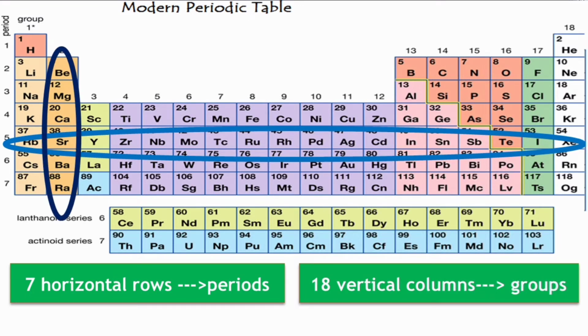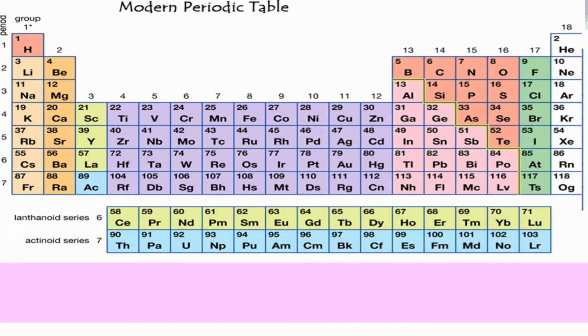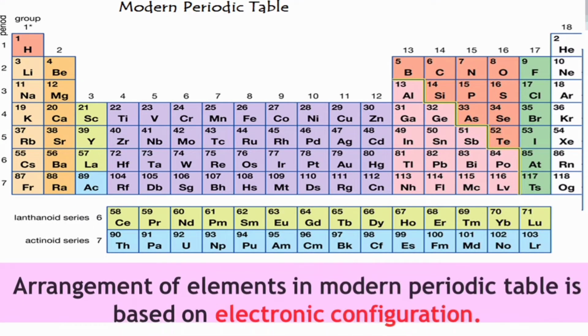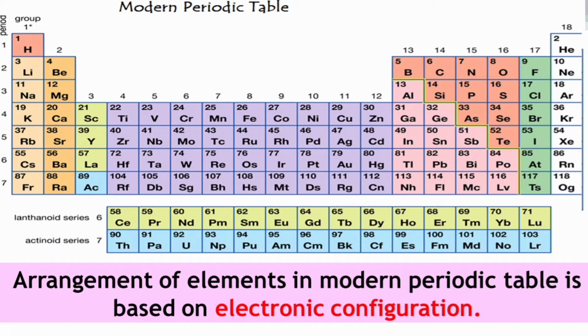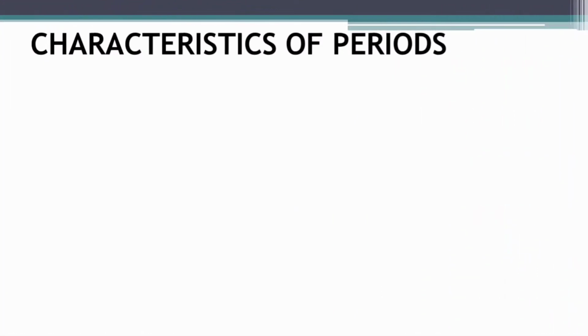As we know that atomic number is the basis of classification in the modern periodic table, we can also state that elements are arranged based on their electronic configuration. This arrangement of elements provides a systematic pattern in the electronic configuration of their valence shell. Now let's learn about the characteristics of periods.